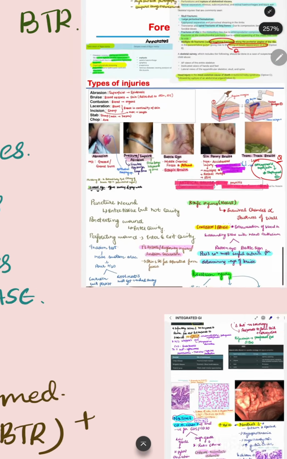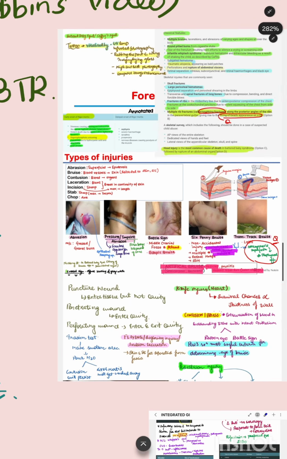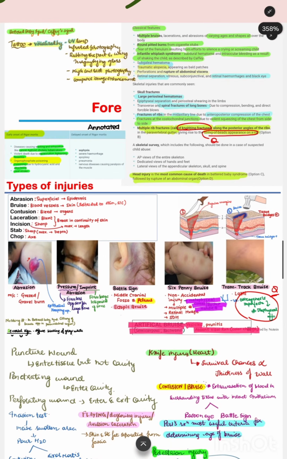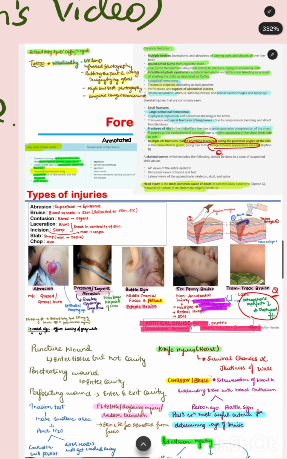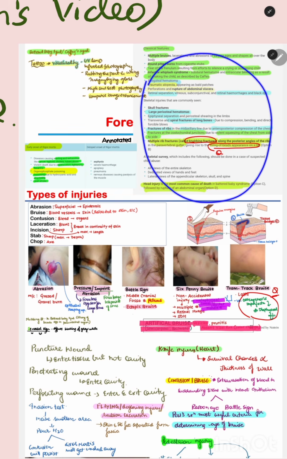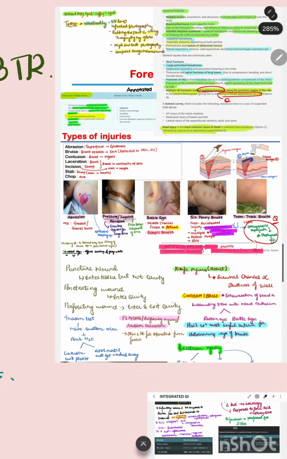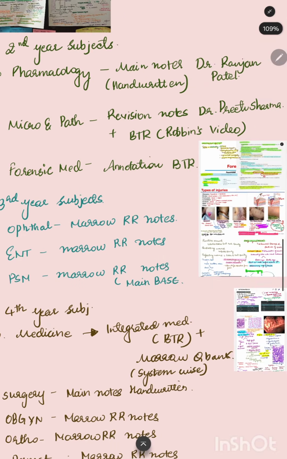So what I did was I used BTR as my main source, and to that I added all the important stuff from the Marrow pearls or Marrow Q banks. For example, Battered baby syndrome is really important for the NEET PG, right? So I added this point. I just pasted this point from Marrow RR. So in that manner I had annotated my forensic medicine.